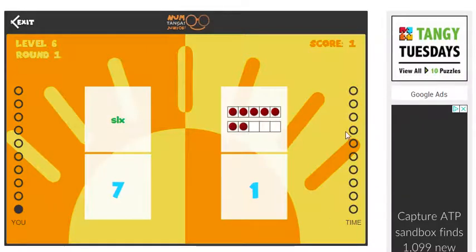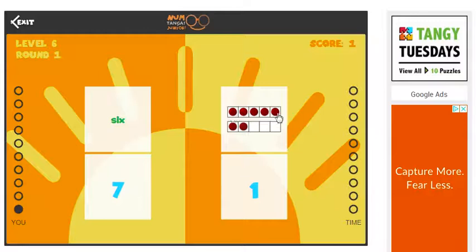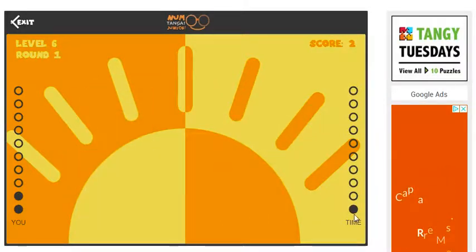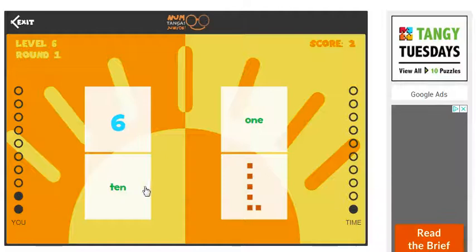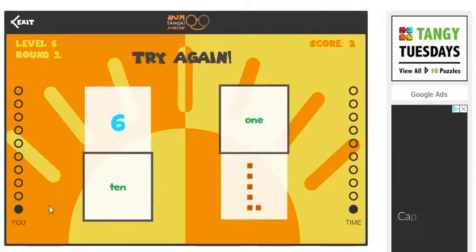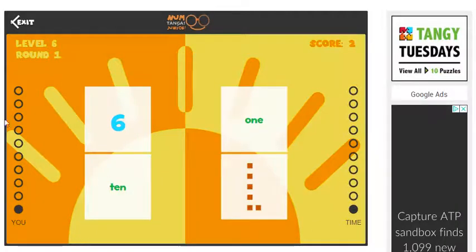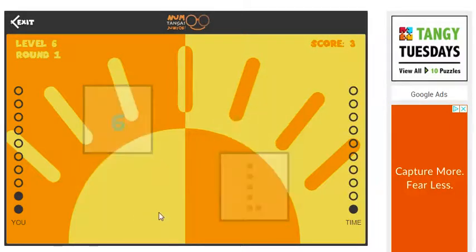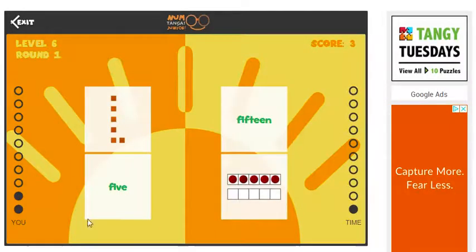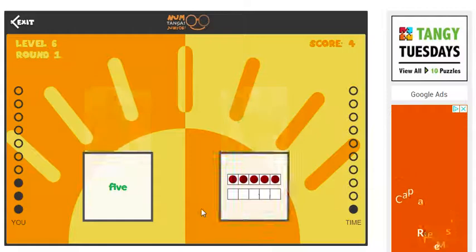Now, we are going to be racing against the time in this problem. So we can see here's that 10 frame, 5 and 2 make 7, so 7 and 7. And you can see the time is racing against us. Now, if I get one wrong, I go down. So we're trying to race the time to beat it to the top here. So we'd have 6 and 6. We've got 5 and 5.